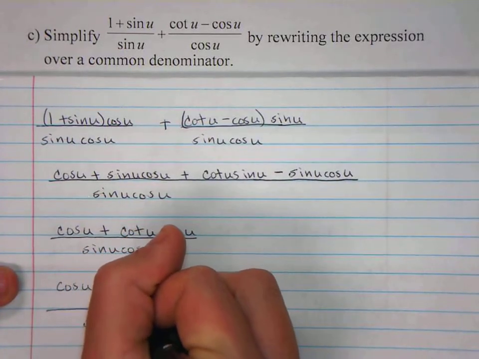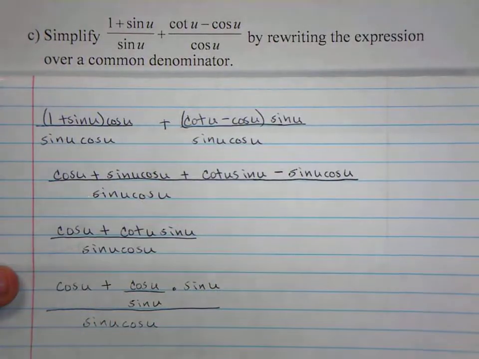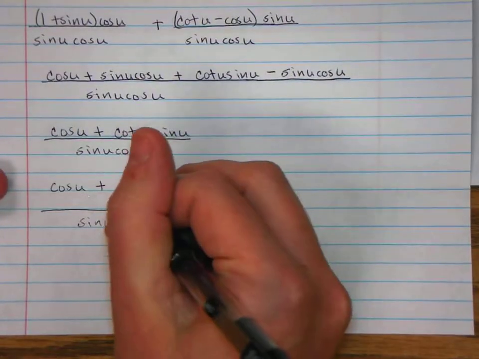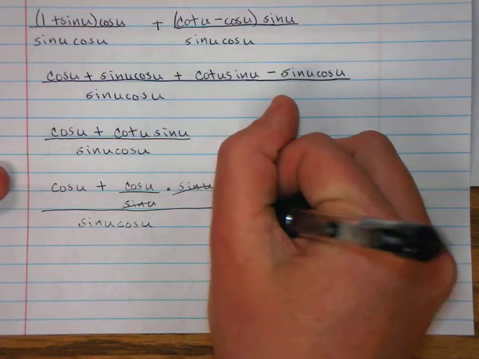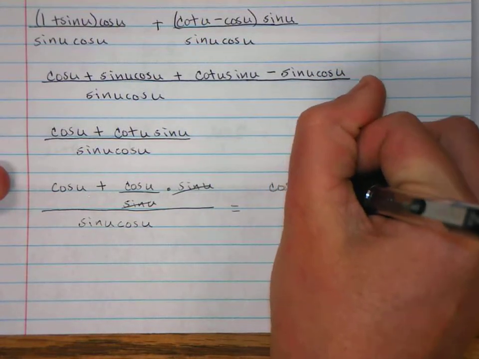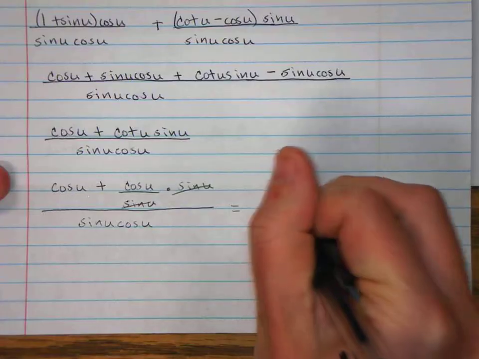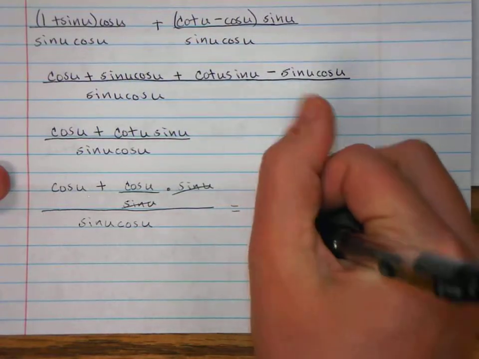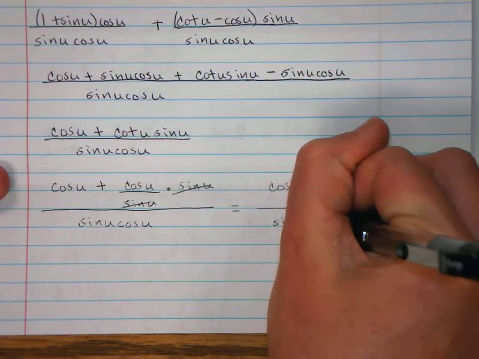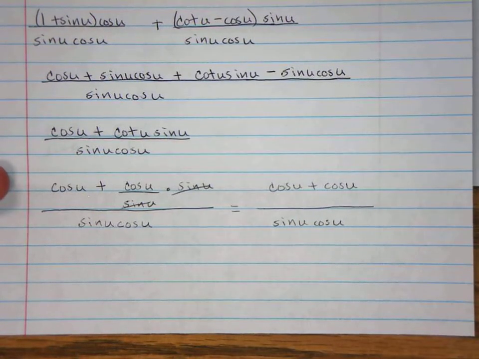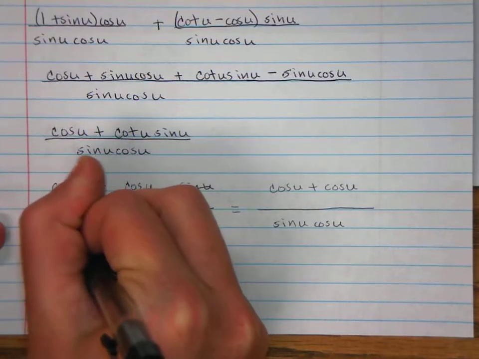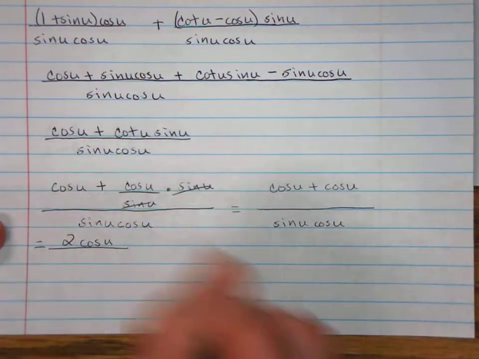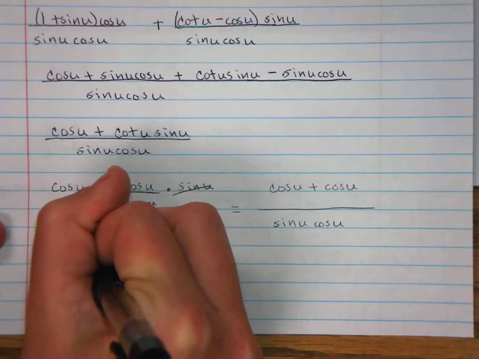So you're going to have to be careful on questions like this, that you really try to simplify as far as you possibly can. Here I would be able to reduce the sines. I'll be left in my numerator with cosine u plus cosine u all over sine u cosine u. Well, what is one cosine plus another? It would be equal to 2 cosine u over sine u cosine u.